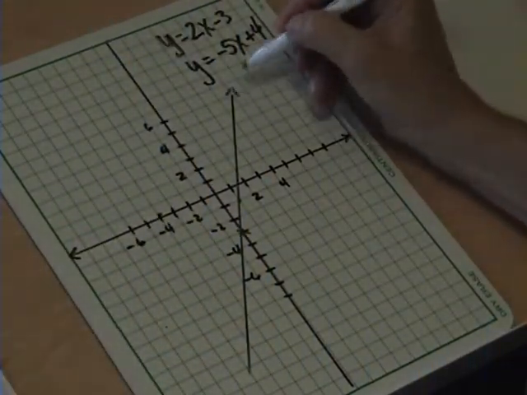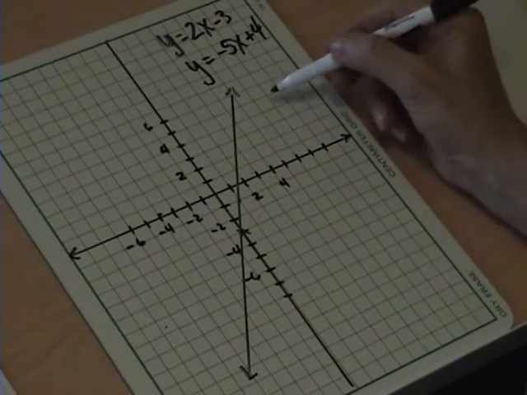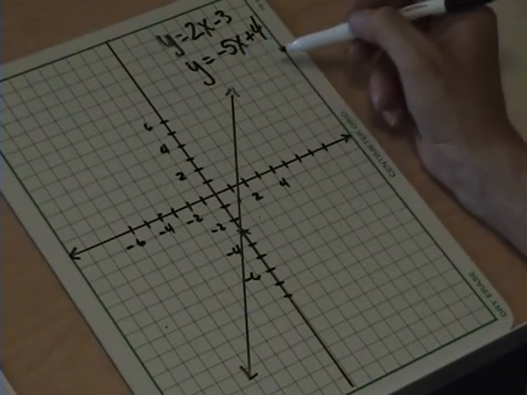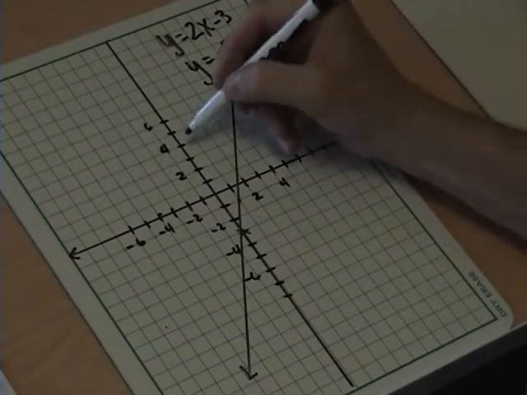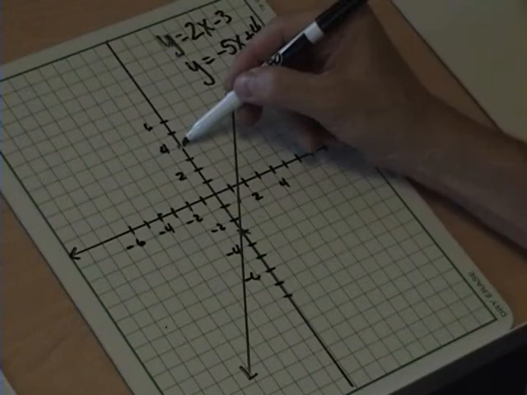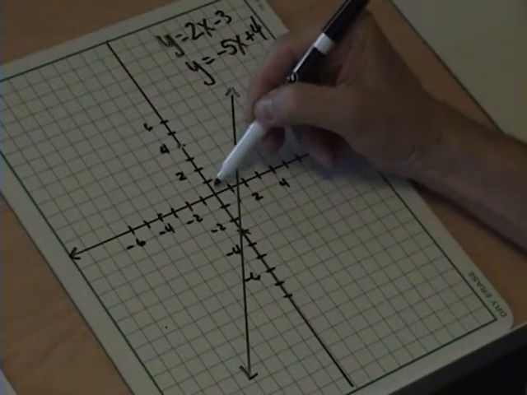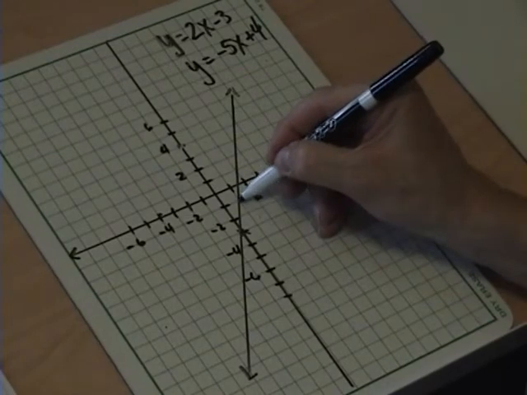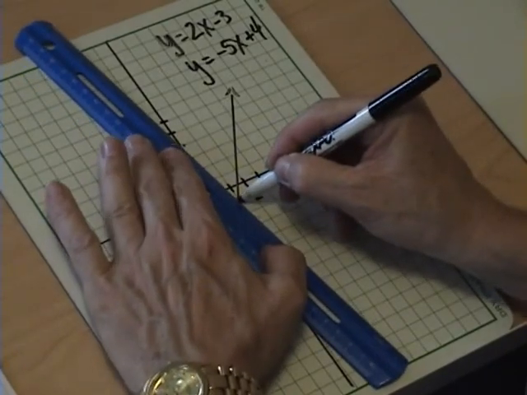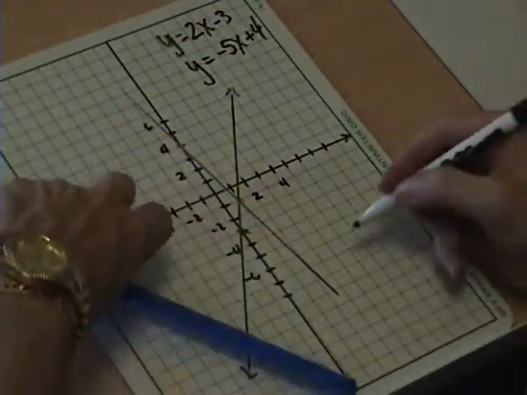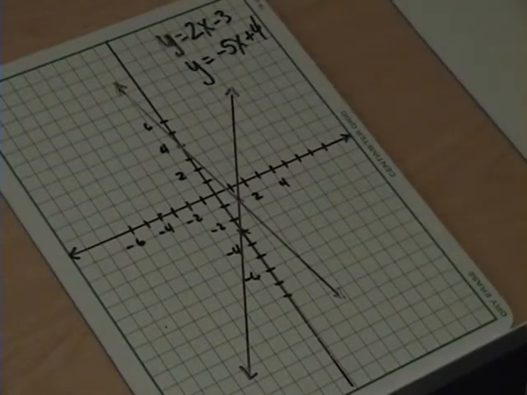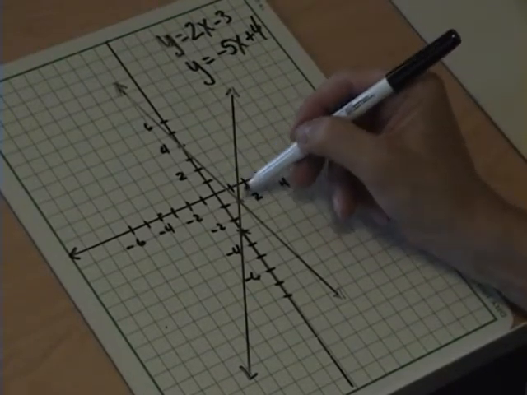Okay, that's our first line. That's y is equal to 2x minus 3. The second line has a negative slope, and it's a negative slope of 5. The y-intercept is positive 4. So here's the y-intercept, and the slope is down 5 and over 1. Going from 4 down 5, we go 1, 2, 3, 4, 5, and over 1 to right here, which is our point of intersection. So let's draw the line like this. Okay. And our intersection appears to be at 1, negative 1.